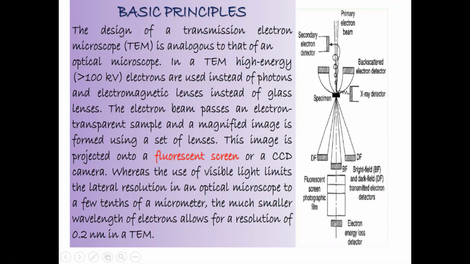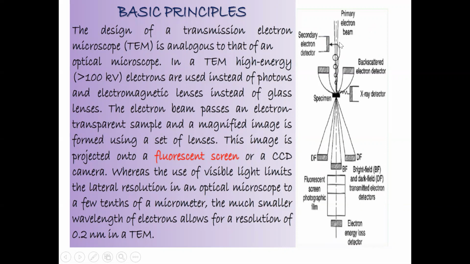So this is the basic principle. The design of the transmission electron microscope, TEM, is analogous to that of an optical microscope. Just like in a TEM, high energy, that is greater than 100 kilovolts, of electrons is needed. Electrons are used instead of photons, and electromagnetic lenses are used instead of glass. So the electron beam passes through the sample, and the image is magnified using a set of lenses, and this image is projected onto the fluorescent screen over here.